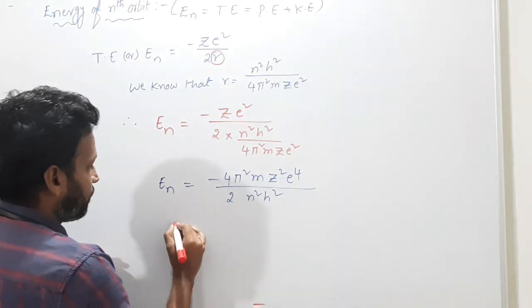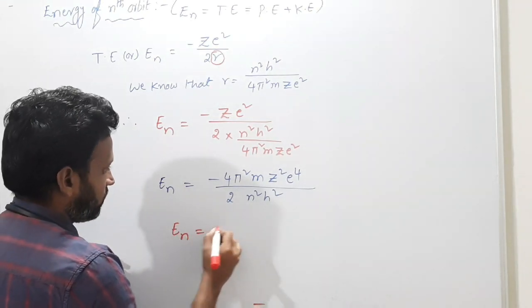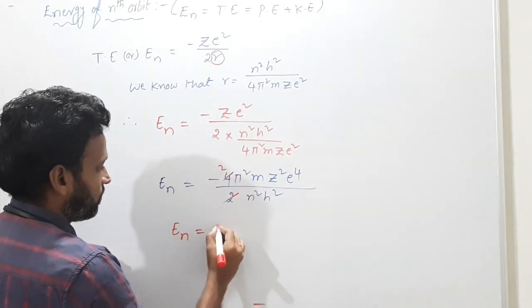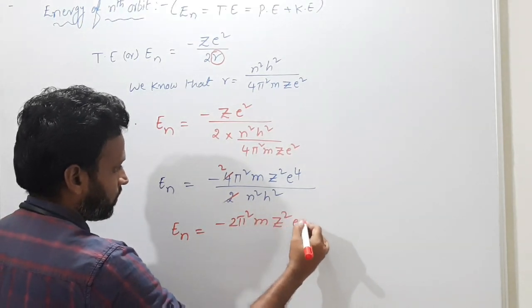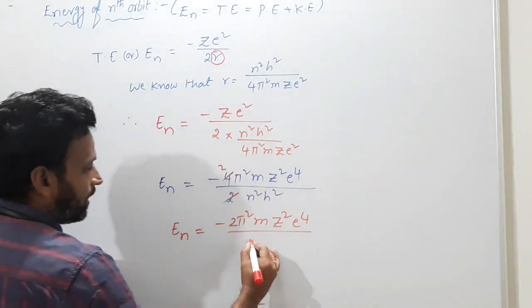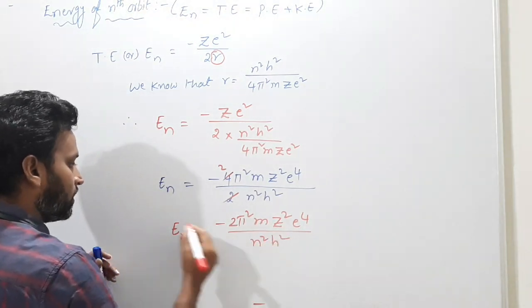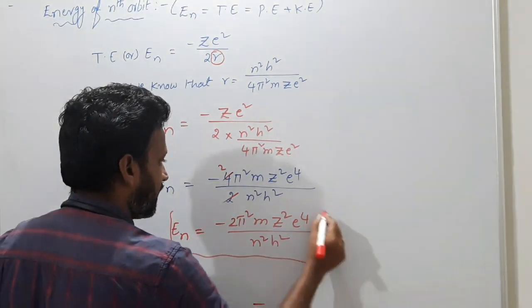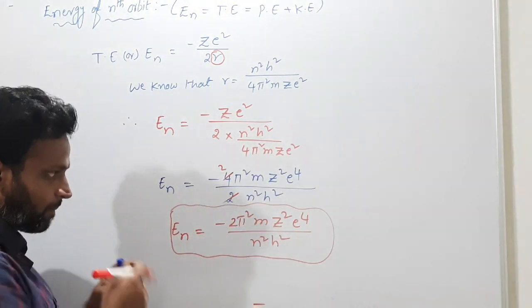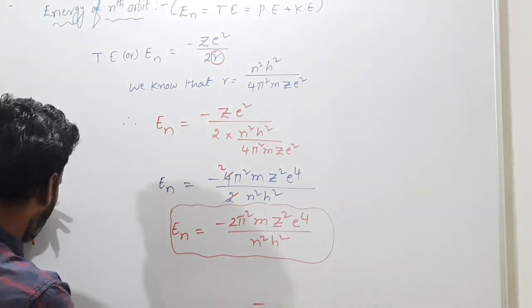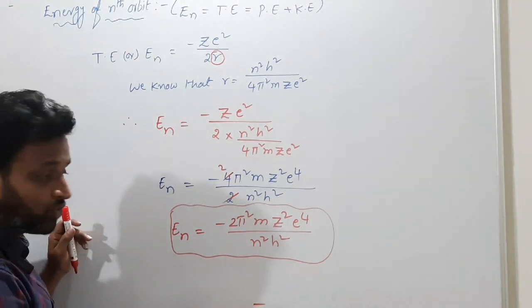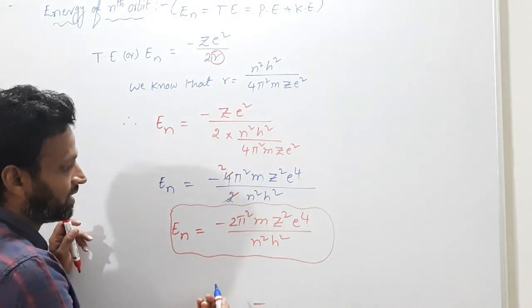Therefore, now the energy of the nth orbit is minus 2 pi square m z square e power 4 by n square h square. This is the final formula for the energy of the nth orbit. I won't repeat, but previously I gave this, and a few people are again asking what h is.